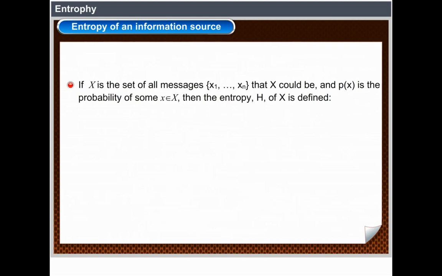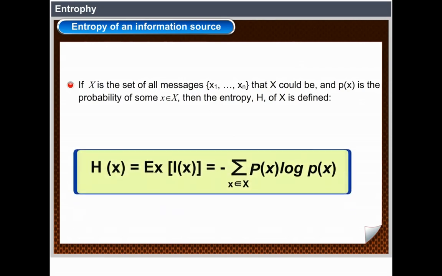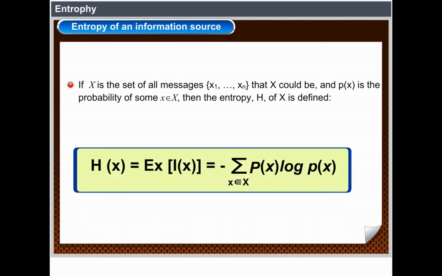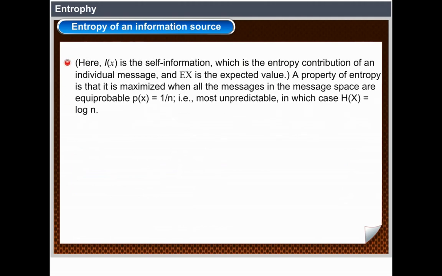Let x be in capital X, and P(x) the probability of x belonging to capital X. Then the entropy H(X) is defined as H(X) = E_X[I(x)] = -Σ_{x∈X} P(x) log P(x). Here I(x) is the self-information, which is the entropy contribution of an individual message, and E_X is the expected value.